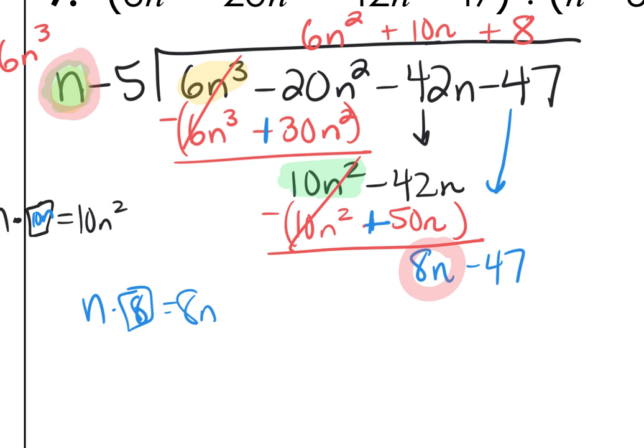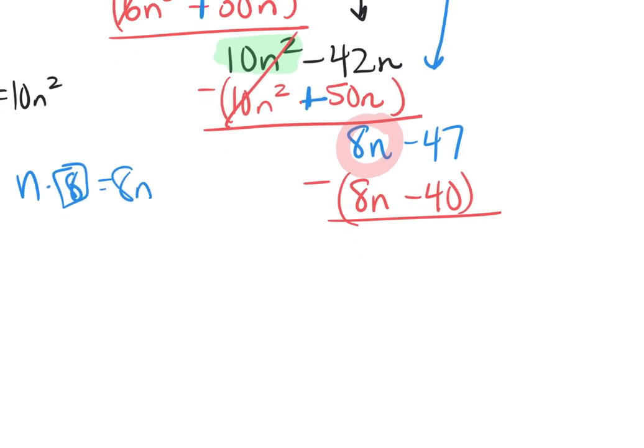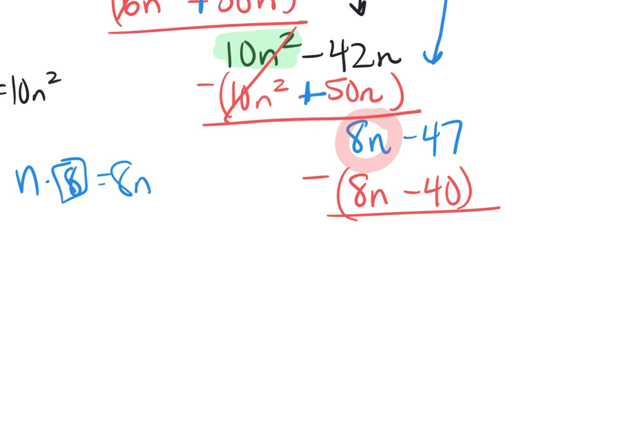Multiply. 8 times n is 8n. 8 times negative 5 is negative 40. Subtract with parentheses. 8n minus 8n goes away. Negative 47 minus negative. There it is again. Almost all of these problems have minus negative. It switches to plus. So negative 47 plus 40 is negative 7.